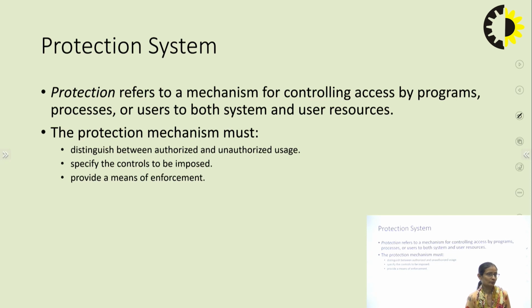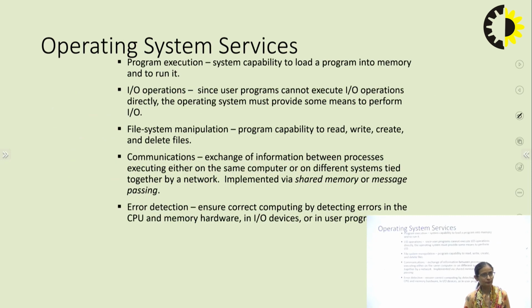So the protection mechanism must ensure that there is a clear, distinct difference between the authorized and the unauthorized usage. It specifies the controls to be imposed, and it provides a means of enforcement. So these are the various components which we have seen. Now, corresponding to these components, we have various services which are provided by the OS.